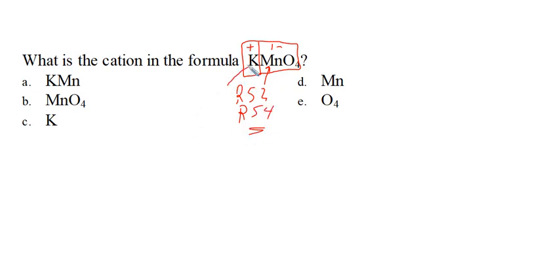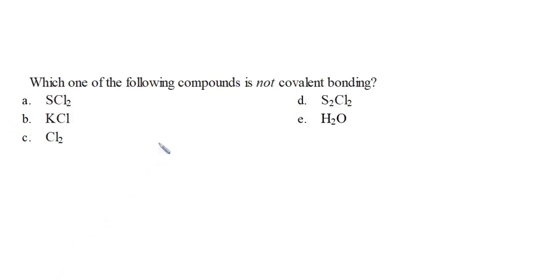Of course, potassium is a +1 ion. The confusion is that the Mn is a part of the negative ion here, a negative polyatomic ion. So the cation is actually just K, which is not covalent bonding.